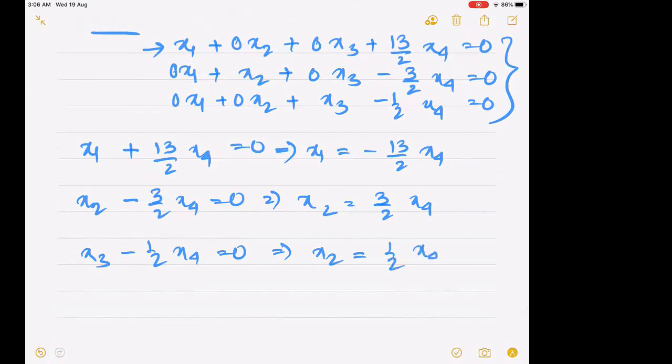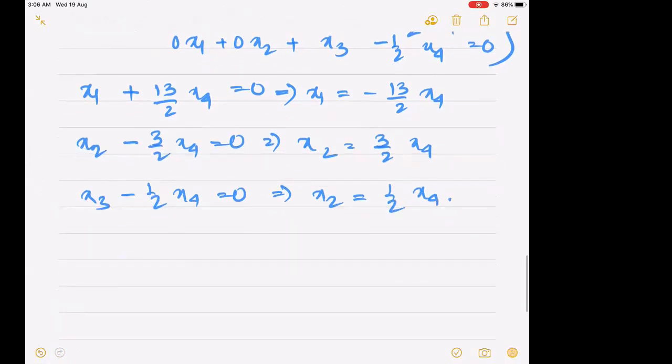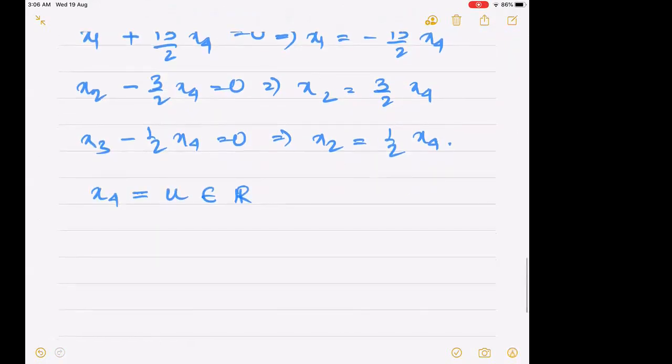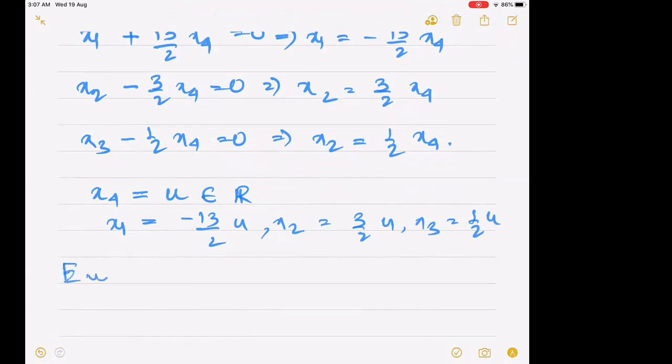Similarly, the last one is x3 minus half times x4 equals 0, which implies x3 must be equal to half times x4. So if I now choose x4 to be equal to u, which can be any real number, then I have my solutions ready-made. The solution would be x1 equal to minus 13 by 2 u, x2 equal to 3 by 2 u, and x3 equal to half times u.